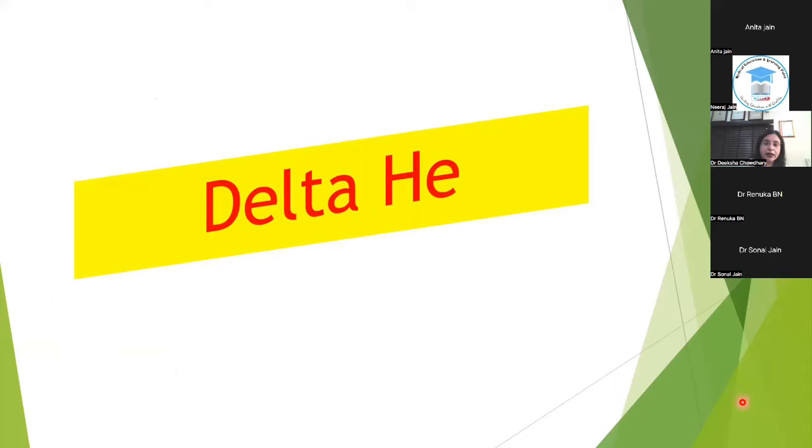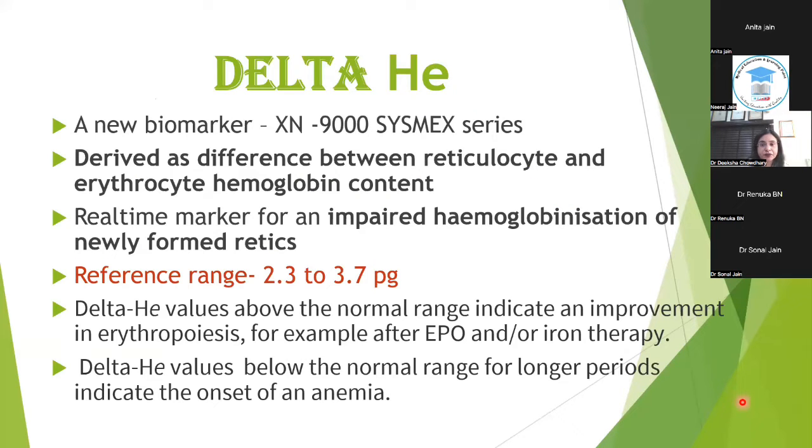Next is delta HE, or delta hemoglobin equivalent. This is a new biomarker. It is derived as the difference between reticulocyte and erythrocyte hemoglobin content. It's a real-time marker for an impaired hemoglobinization of newly formed retics. The reference range is 2.3 to 3.7 picograms. Values above the normal range indicate an improvement in erythropoiesis after EPO or iron therapy, while values below the normal range for long periods indicate the onset of anemia.